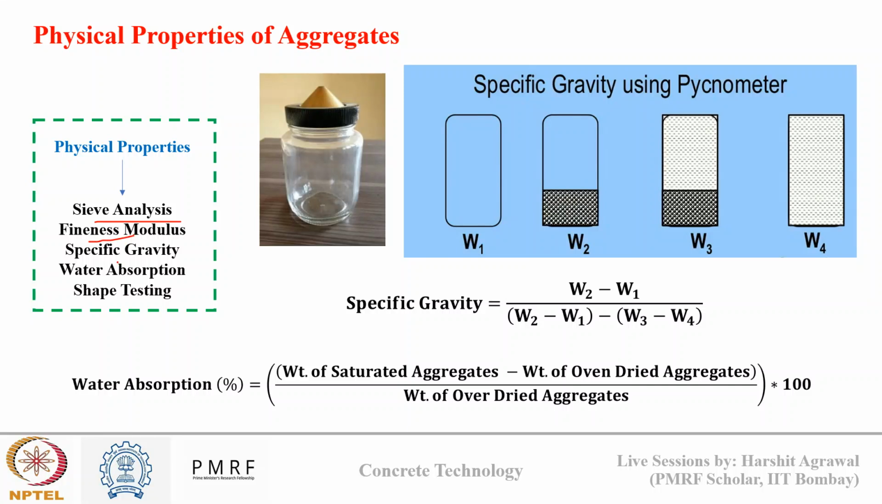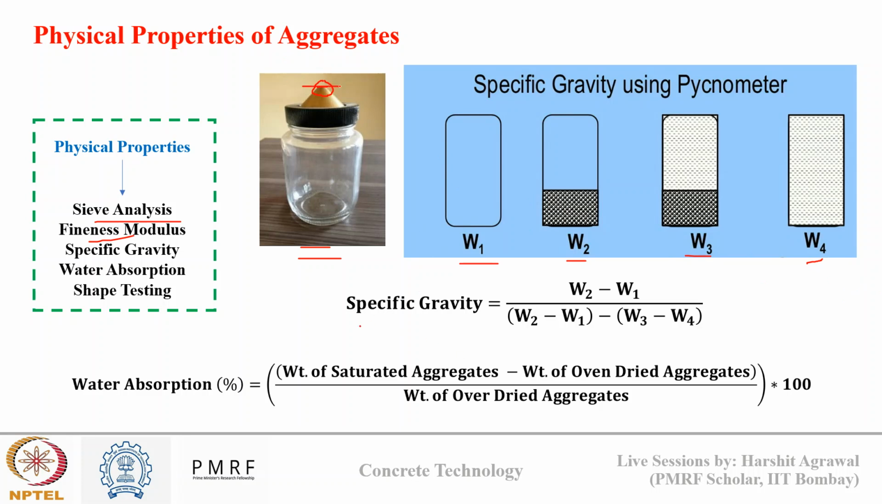Specific gravity, just like we saw in cement, we can determine using a pycnometer. This is how a standard pycnometer looks. There is a glass jar and a conical top, and there is a small opening at its peak. We record four weights in the pycnometer. W1 is the empty weight of the pycnometer, W2 is the weight of pycnometer plus aggregates, W3 is the weight of pycnometer plus aggregate plus water, completely filled up to this point, and W4 is the weight of pycnometer plus water completely filled up to this point.